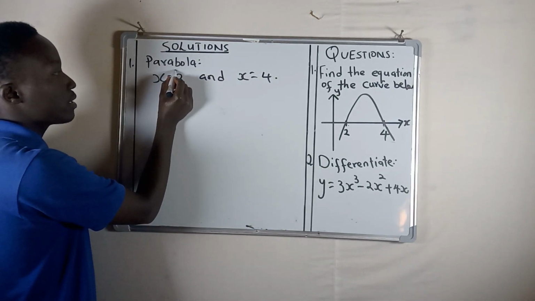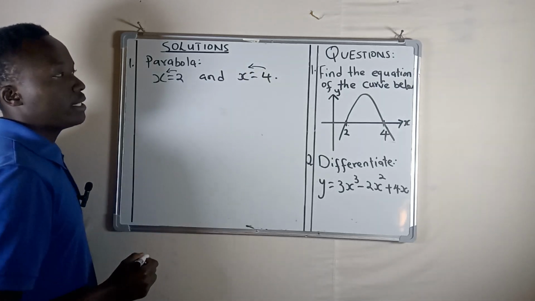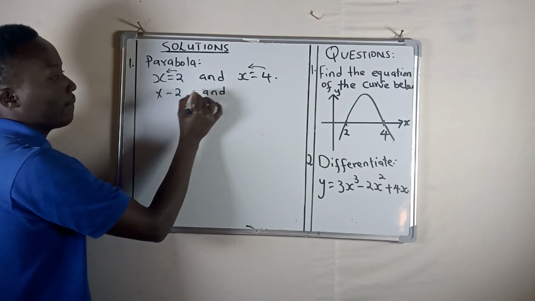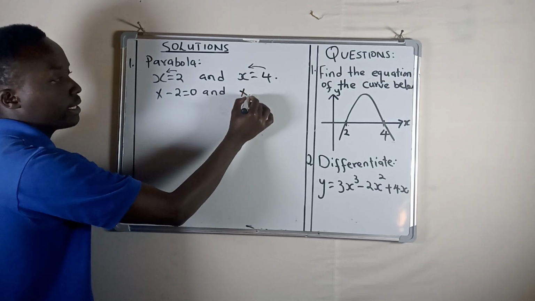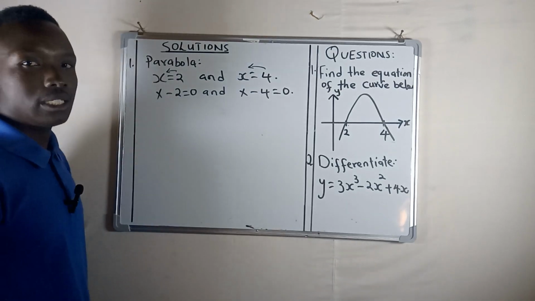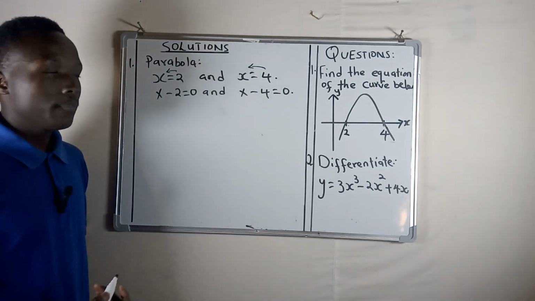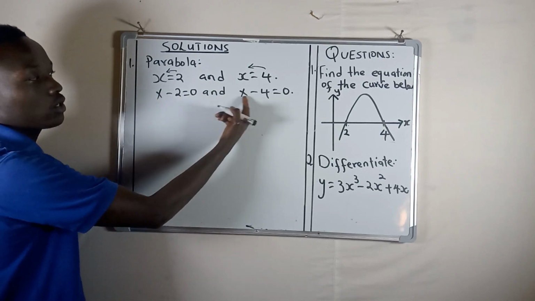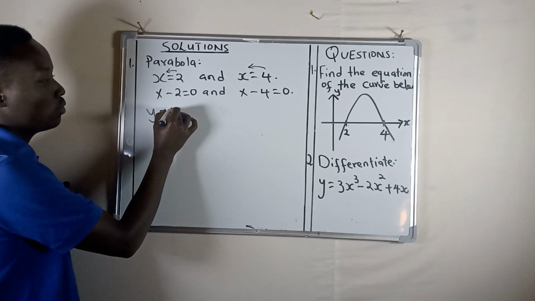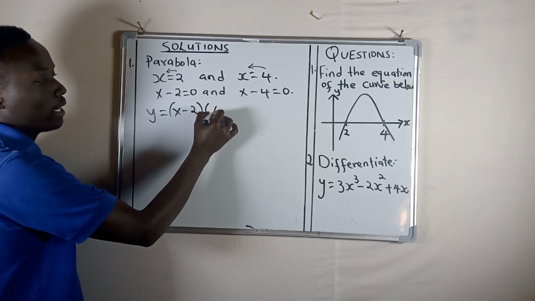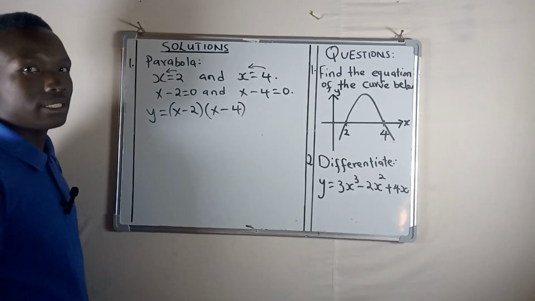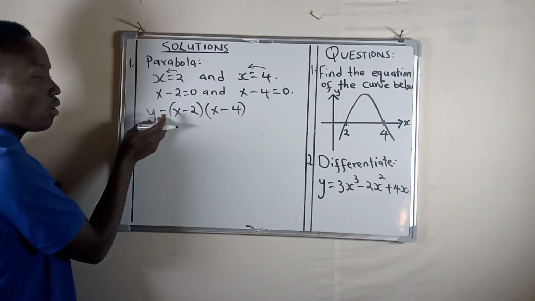We are going to bring this to the other side of the equal sign in such a way that we have x minus 2 equal to 0 and x minus 4 equal to 0. To determine the equation in form of y, we expand the two identities such that y is equal to x minus 2 multiplied by x minus 4.